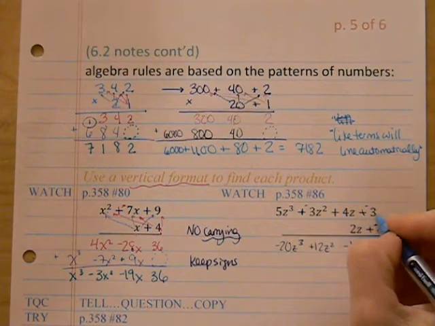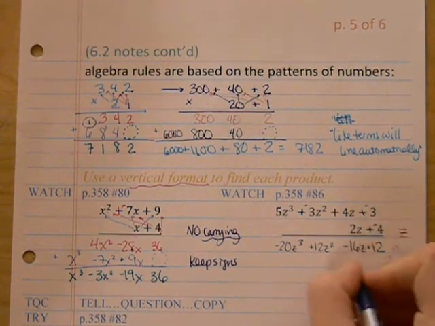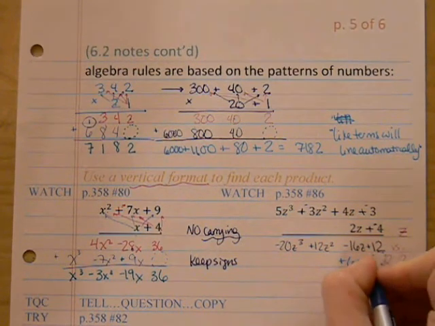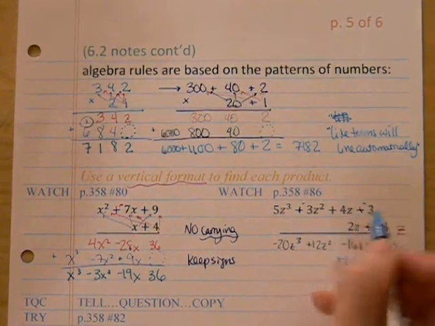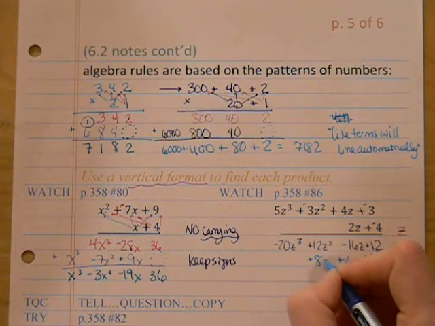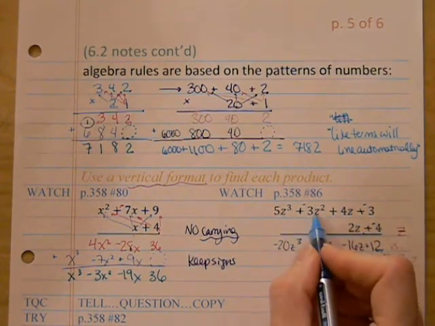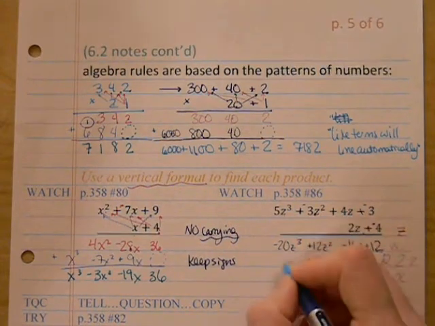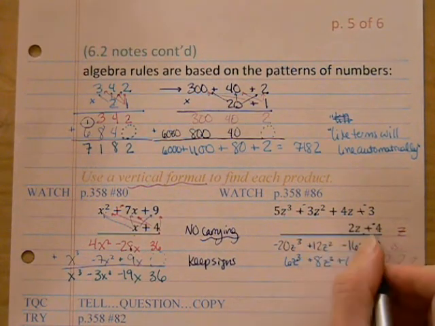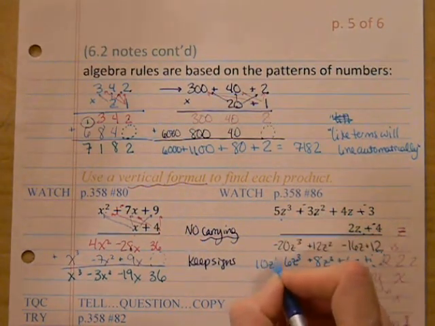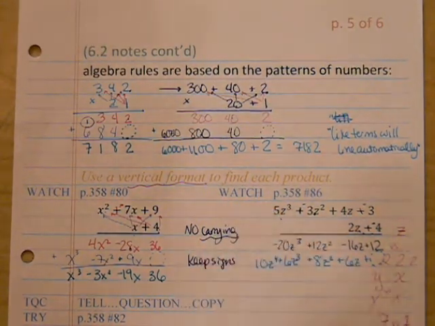Now let's distribute that 2z. 2z times 3 is going to be 6z. And again, we have just a little space here. 2z times 4z is going to be a positive 8z squared. 2z times 3z squared is going to be a 6z cubed. And then 2z times 5z cubed is going to be a 10z to the 4th.